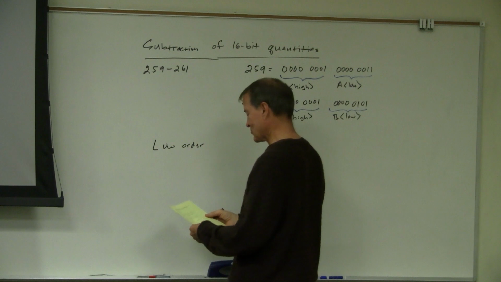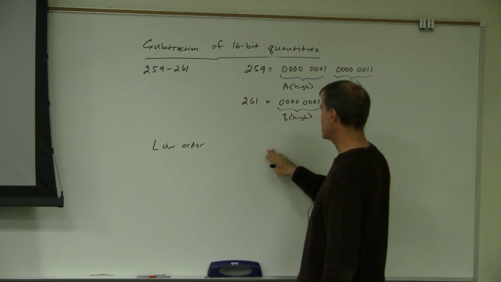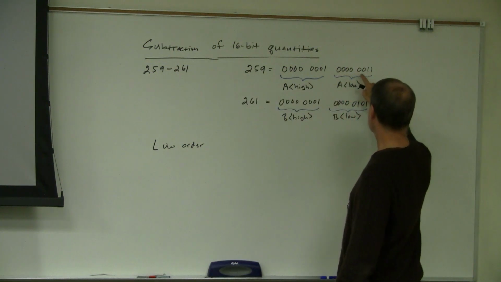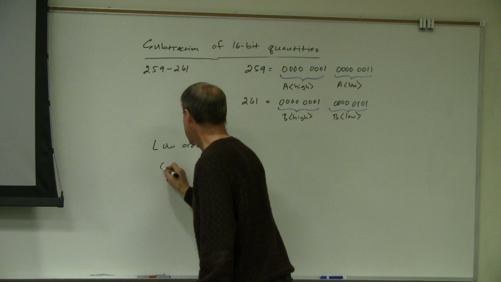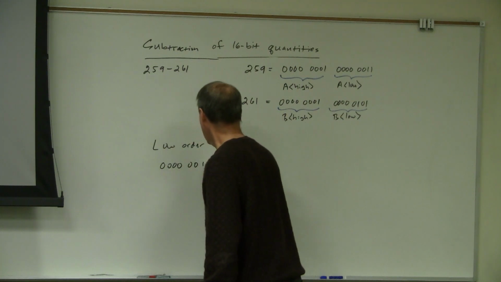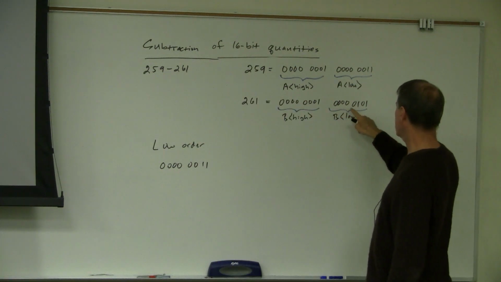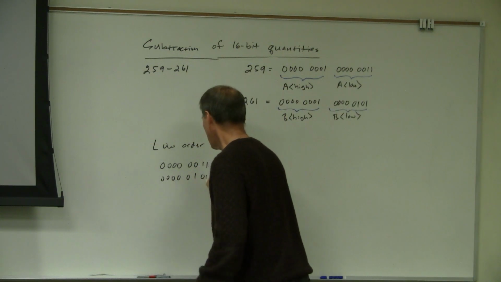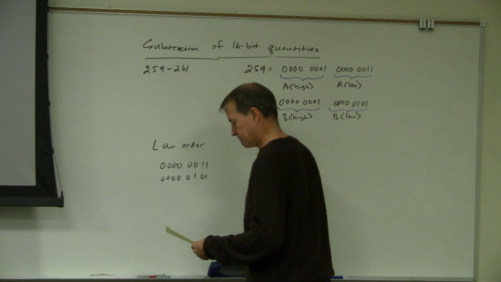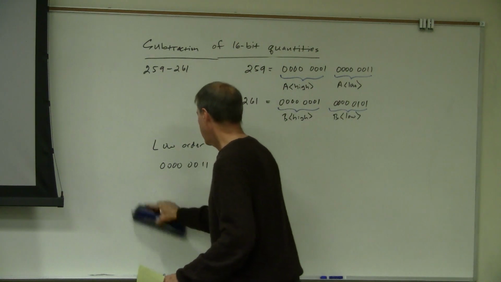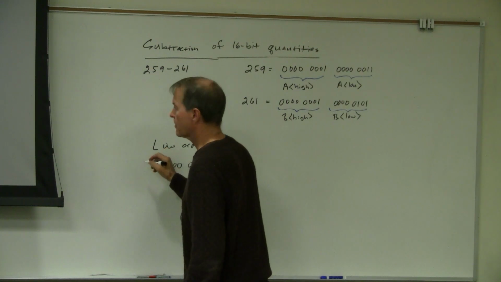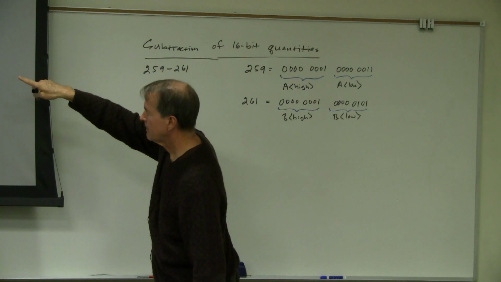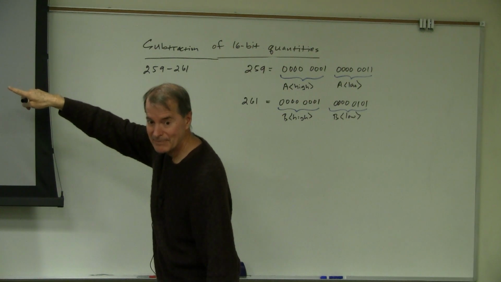Okay, so we do the low order first. The low order is going to be, we add what? 0, 0, 0, 0, 0, 0, 1, 1, and then 0, 0, 0, 0, 0, 1, 0, 1. Sorry, to do the low order, it's A plus what? B bar plus 1.